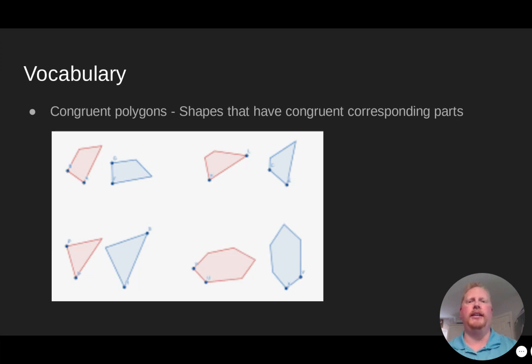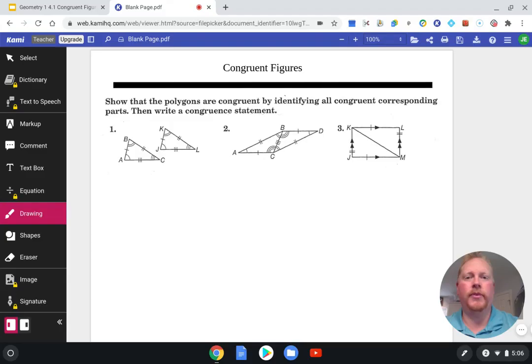So let's take a look at some of the key things that I said you should be able to do by the end of this lesson. Let's check it out. Okay, so let's read the directions here. It says, show that the polygons are congruent by identifying all congruent corresponding parts. Then write a congruent statement. So here's what that means.